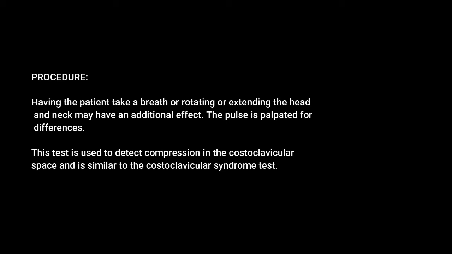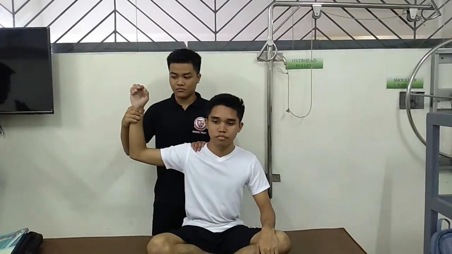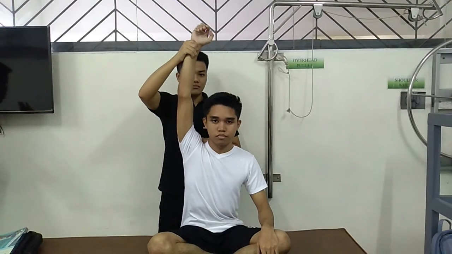Wright test. Having the patient take a breath or rotating or extending the head and neck may have an additional effect. The pulse is palpated for differences. This test is used to detect compression in the costoclavicular space and is similar to the costoclavicular syndrome test. Wright advocated hyperabducting the arm so that the hand is brought over the head with the elbow and arm in the coronal plane with the shoulder laterally rotated. He advocated doing the test in the sitting and then the supine positions.